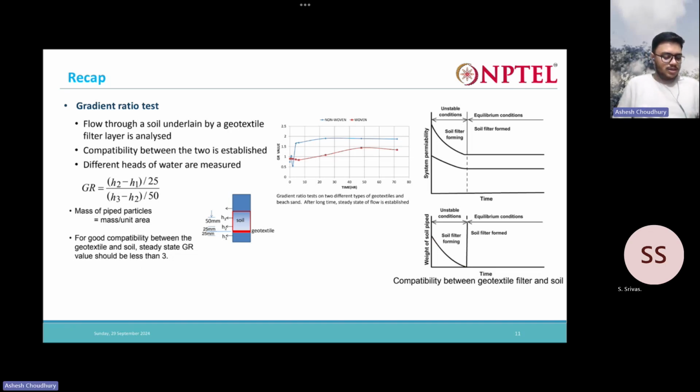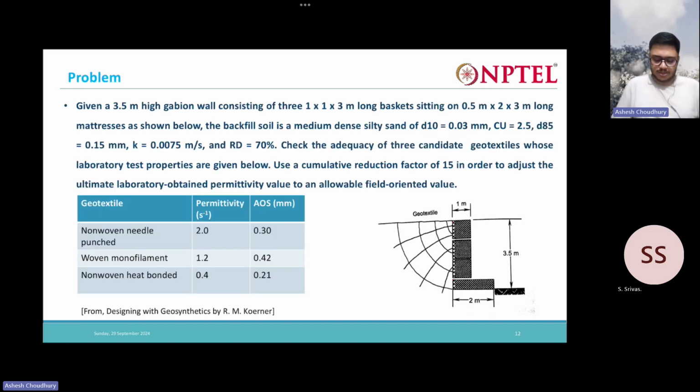Now we will solve this problem. Before I solve it, you just read the question once and see if you understand the problem. I will give you 1 minute. Just read this question once and see if you are able to understand.